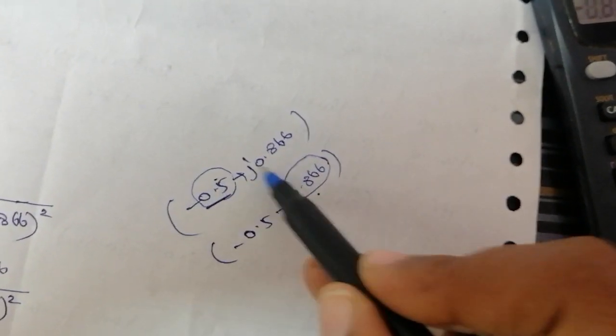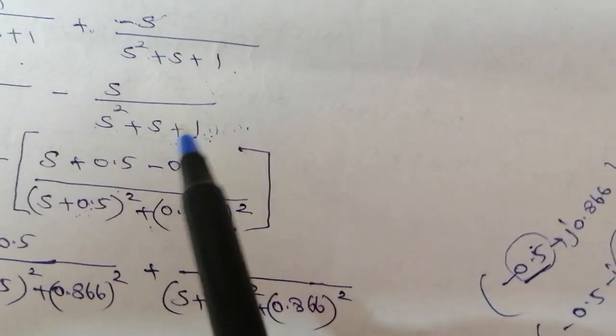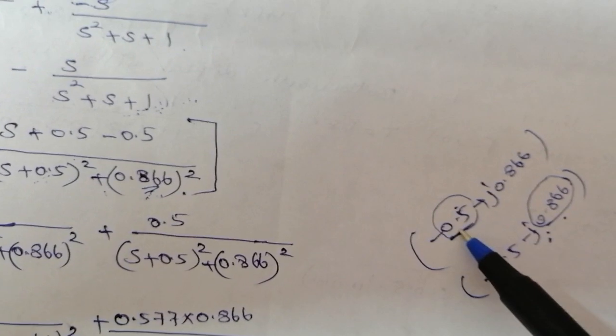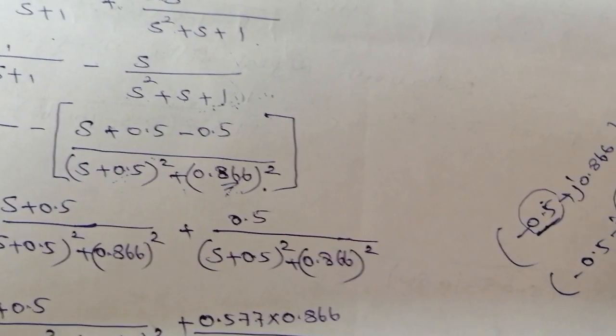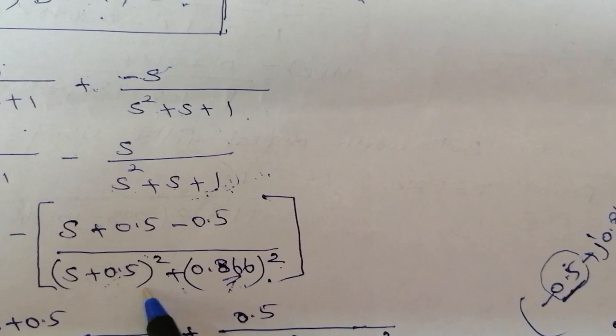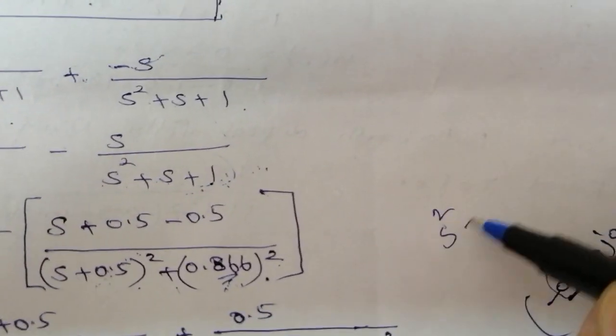Now let's simplify these two terms. We'll get the final answer, s squared plus s plus 1, right? Here we can take 0.5 as a. So s plus a, 0.5, the whole square, plus 0.866 as b, 0.866 the whole square. Let's simplify this term and check it. So (a plus b) the whole square is a squared plus b squared.